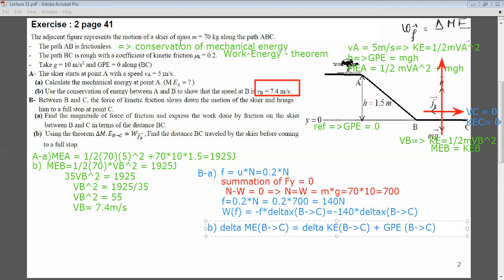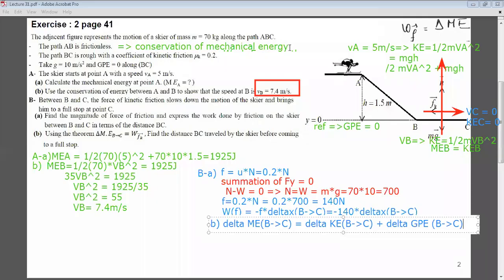No. So do we have delta GPE? So the height of the skier between B and C does not change. So there is no delta GPE between B and C. So this one here is cancelled. There is no delta GPE. Okay, so we are left with delta kinetic energy between B and C. This is equal to work done by friction.